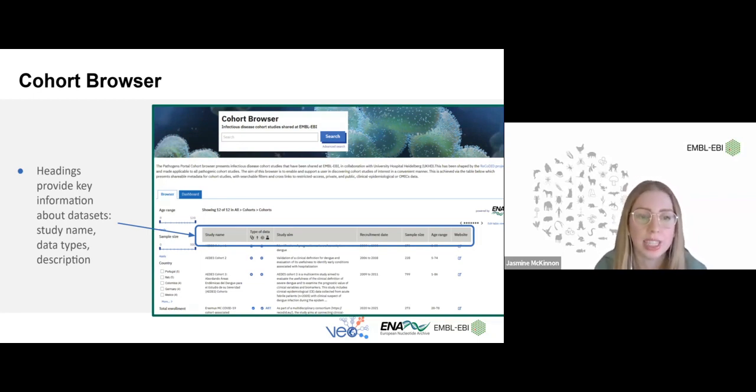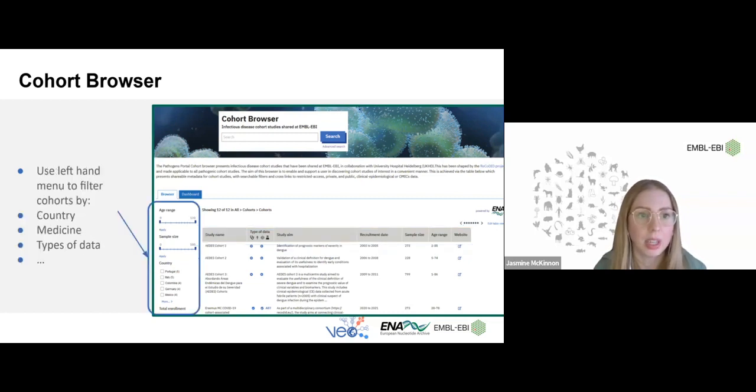So the data type will give you a quick look at what data is available for a particular cohort. For example, sequence data, or additional data types, which might be part of the ArrayExpress or BioSamples archive or the EGA archive. And you can use the left-hand menu again to filter by the country, medicine, types of data, etc.